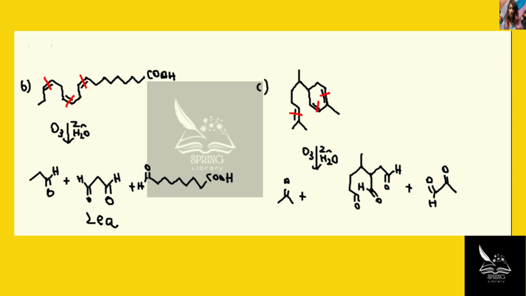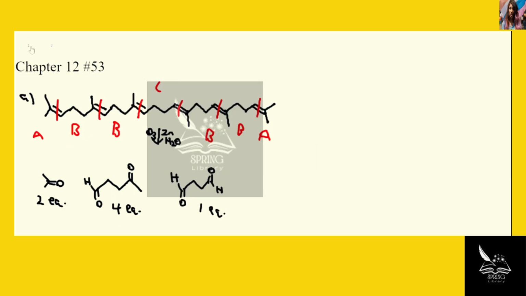And so again, the way to approach these 3 molecules is just to draw lines through the double bonds, and then draw each of the pieces of the molecule out, and just make sure that you know that with this oxidative cleavage reaction, you're going to end up with carbonyl groups where you had your double bonds. And so that's the answer to chapter 12, problem 53.